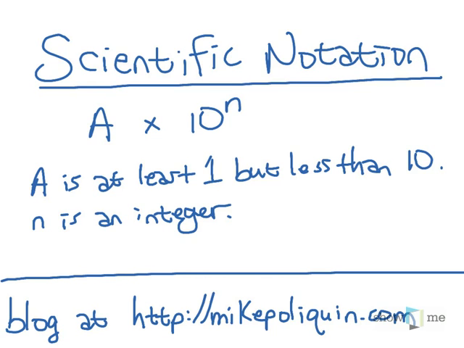This ShowMe is about scientific notation. When we represent a decimal number in scientific notation, we write it as a times 10 to the n.